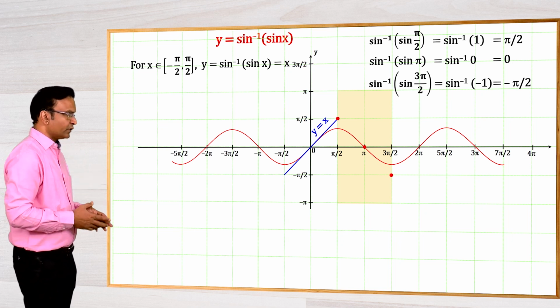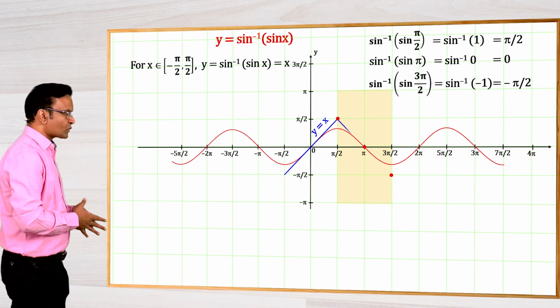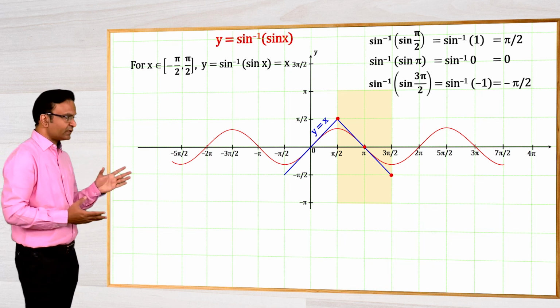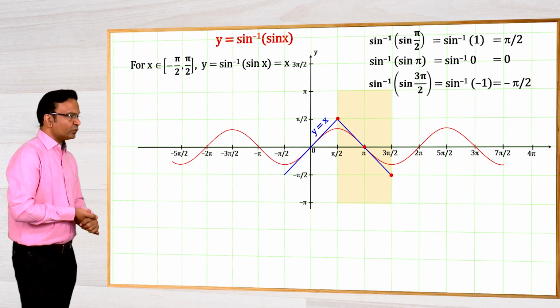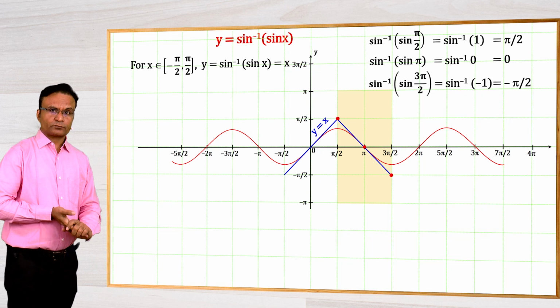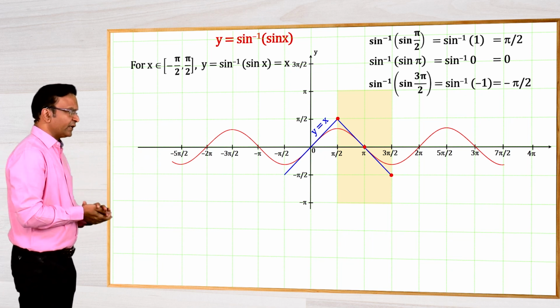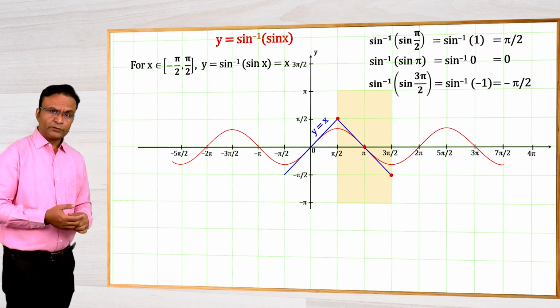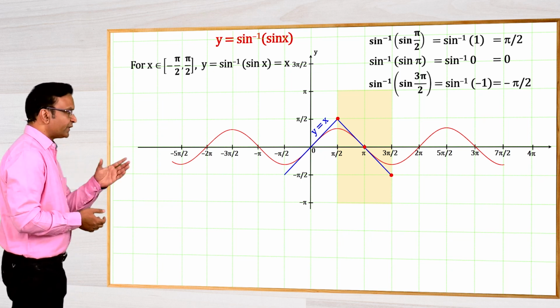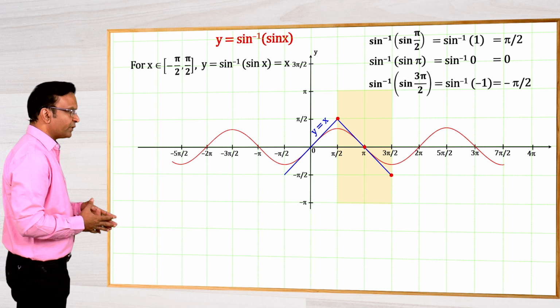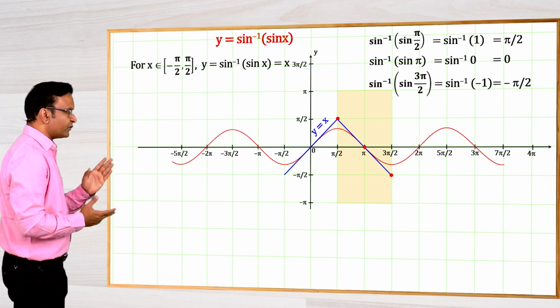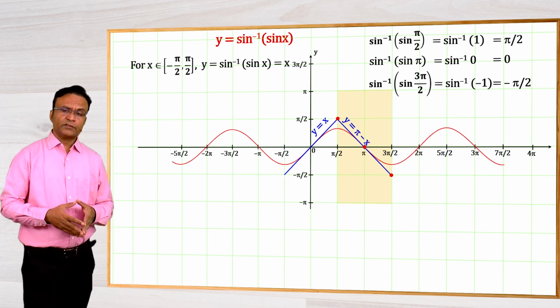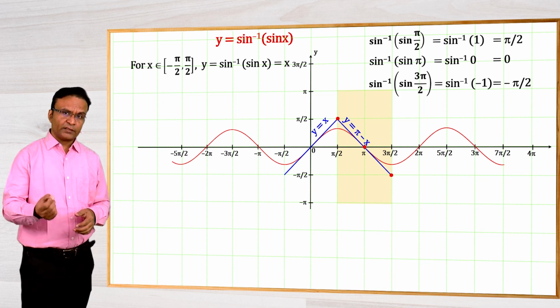So we have a graph here for sine inverse of sine x in the interval pi by 2 to 3 pi by 2. Here the graph is a straight line. The slope of this line is minus 1 and it is passing through point pi comma 0. So the equation of line is y is equal to pi minus x.